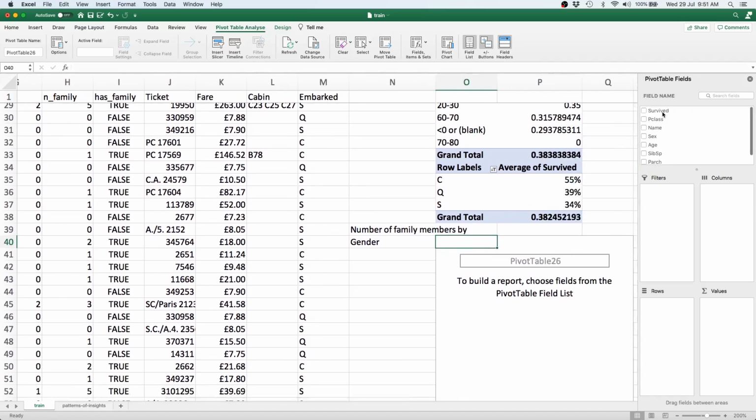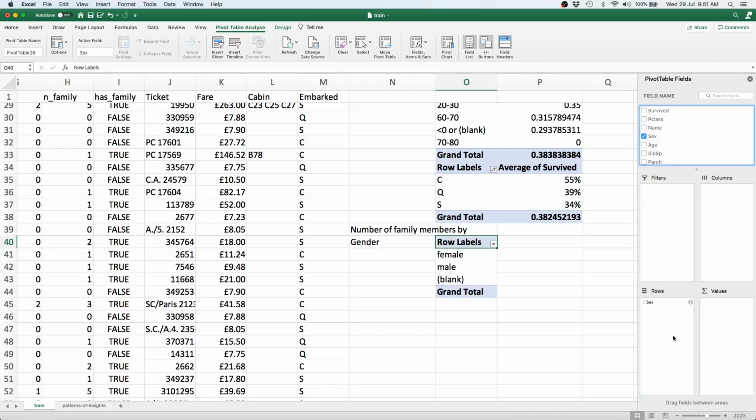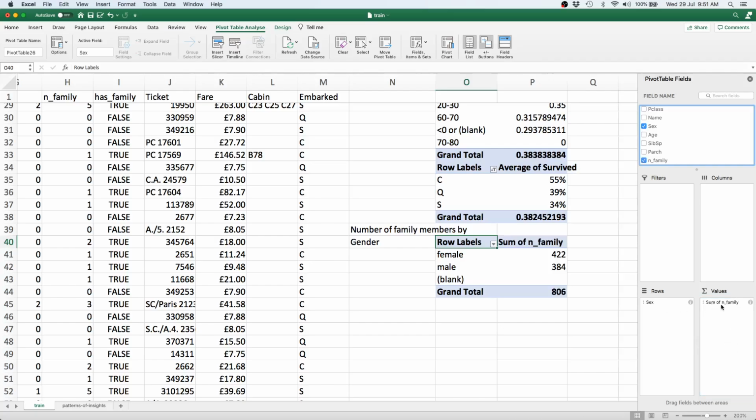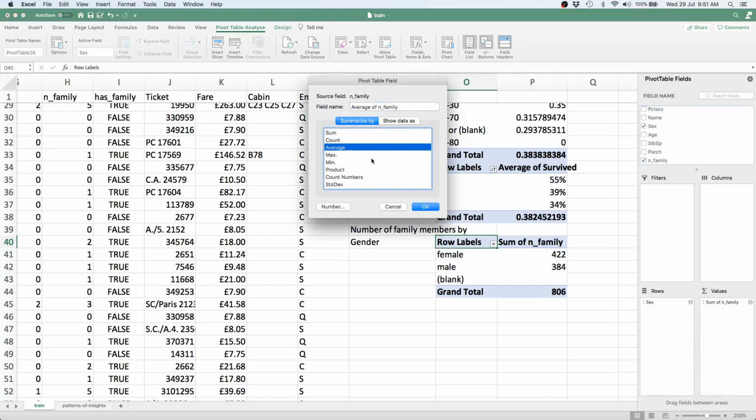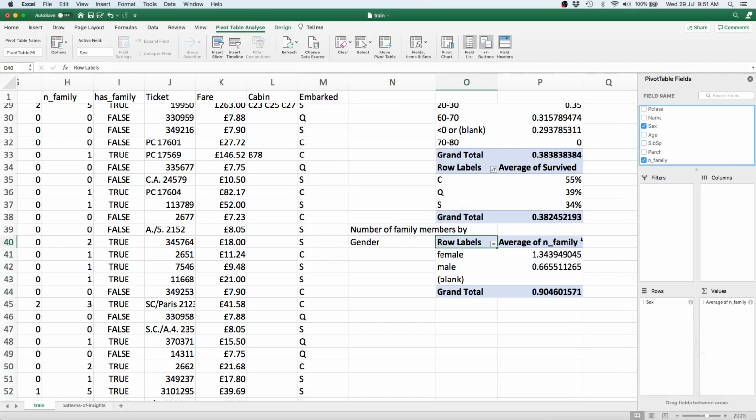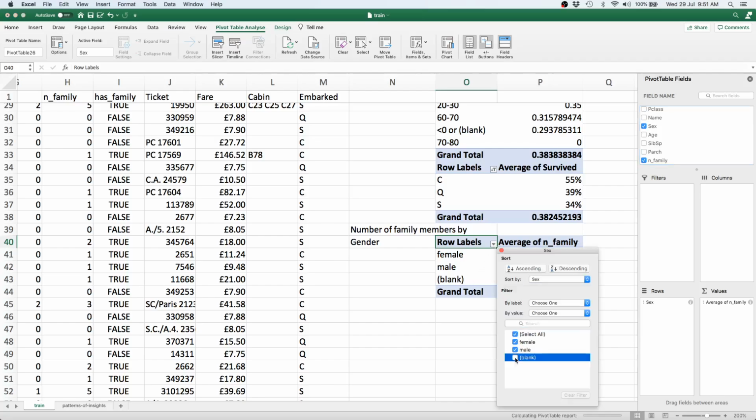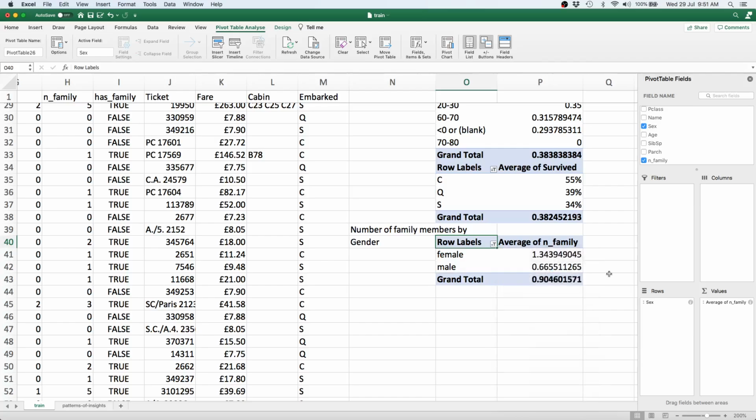So let's say that we take the sex in the rows column, that gives us male and female, and we also take the n family members in the values column. Again, let's convert the sum to an average, and there it is. So here it is, and let's clean this up and say that we don't want to see any blanks and reset the table.